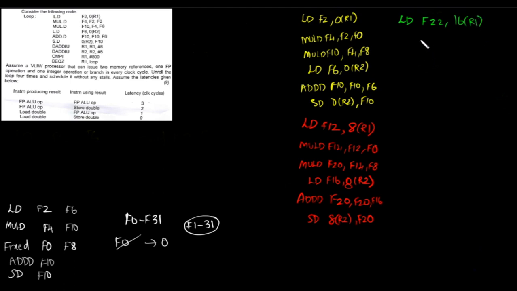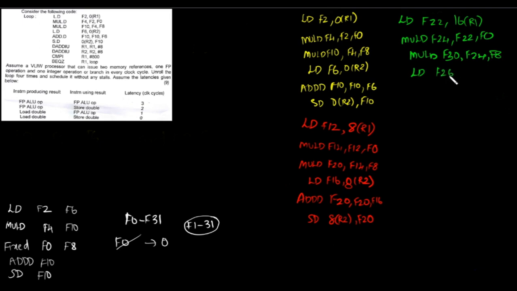16 R1. Then mul D F24 comma F22 comma, and this is fixed, so F0. And mul D F30 comma, we have F30 here, so we can put F30 blindly. That's not a problem. So F24 comma F8, and this is a fixed value. You should not change that.